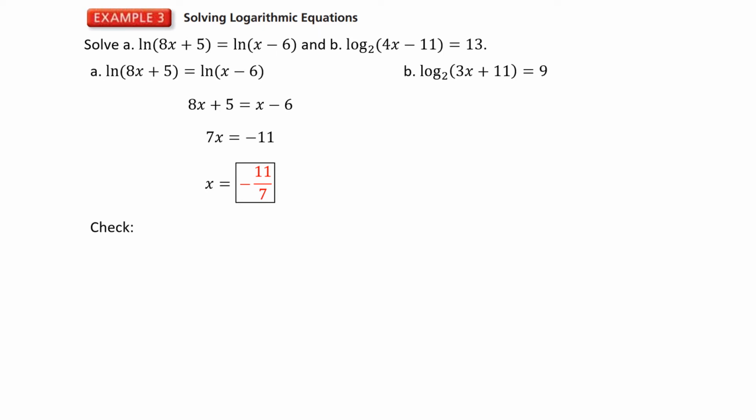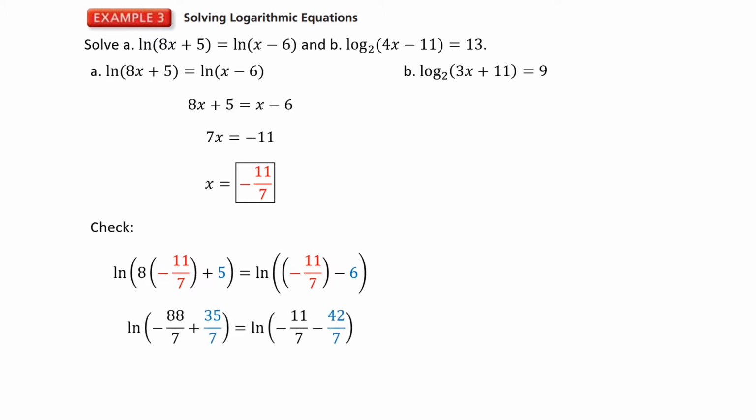We can go back and check our work. If we plug in negative 11 sevenths wherever we see x, work to find a common denominator and either add on the left or subtract on the right, we can come to the natural log of negative 53 sevenths equals the natural log of negative 53 sevenths. It seems like that is going to check out.